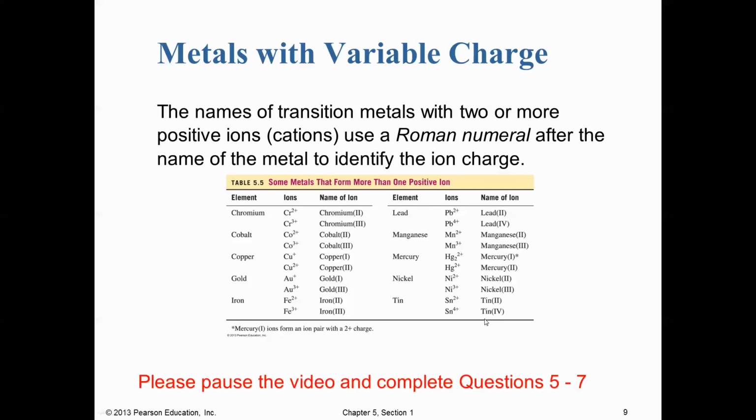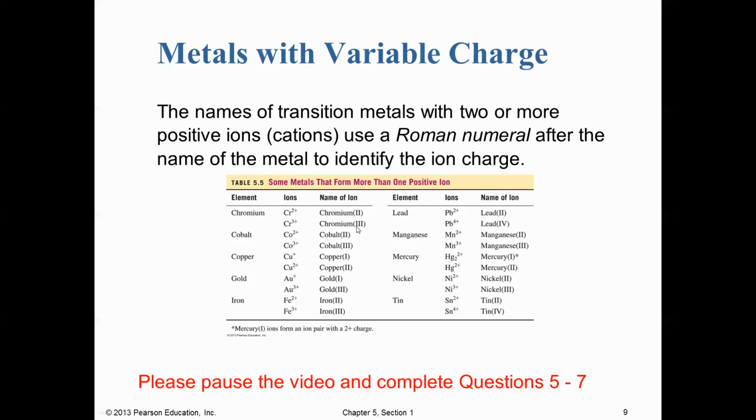Transition metals are in the middle of the periodic table. They're marked with the B groups. Again, most of the transition metals form multiple charges. So we can't just say a chromium ion because we could have either chromium 2 plus or chromium 3 plus. And so we'd say chromium 2 to indicate a 2 plus charge and chromium 3 to indicate a 3 plus charge.